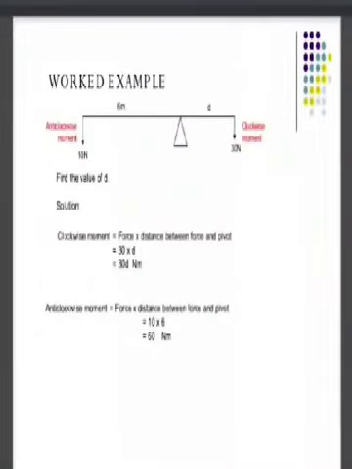So the formula for any moment is force into perpendicular distance. I repeat, the distance is always from the fulcrum. So clockwise it is force, that is 30, into distance d. So I got 30d Newton meter, and anti-clockwise I got 10 into 6, that is 60 Nm.